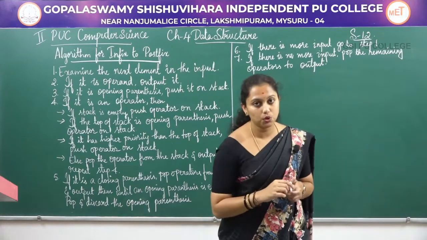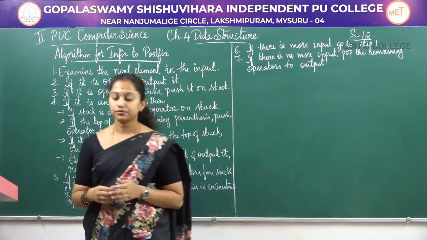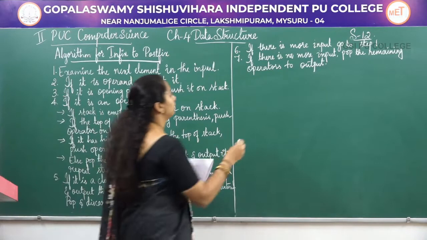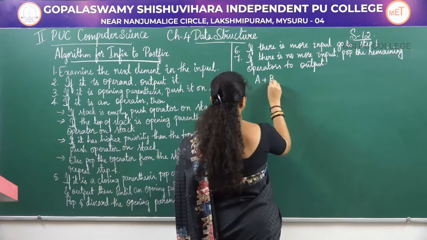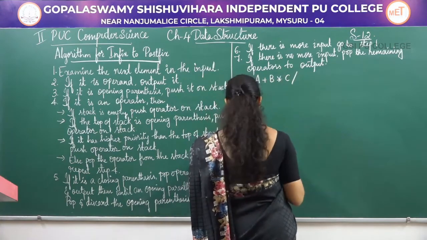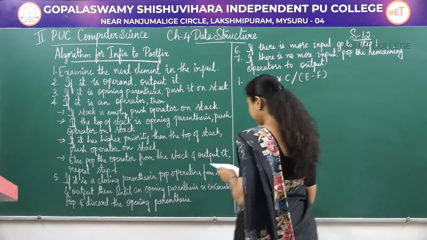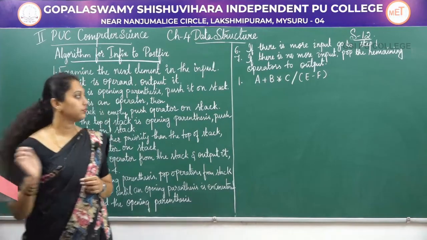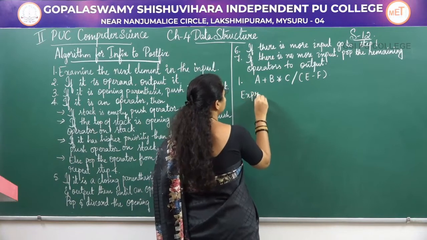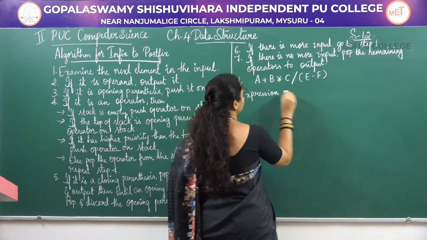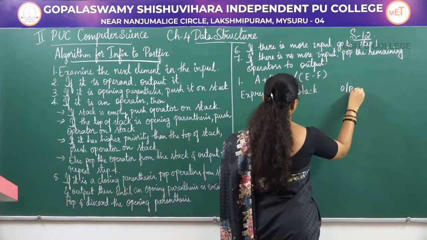Now let's see how to convert from infix expression to postfix expression. The first expression is a plus b star c, e minus f. The first column is the expression column, then the stack, then the output.